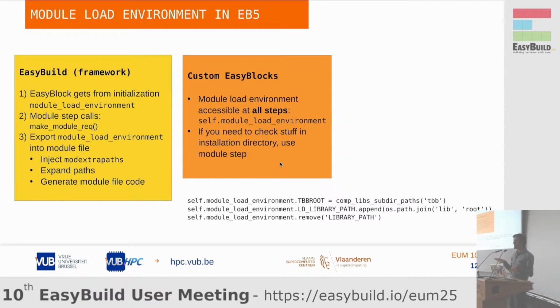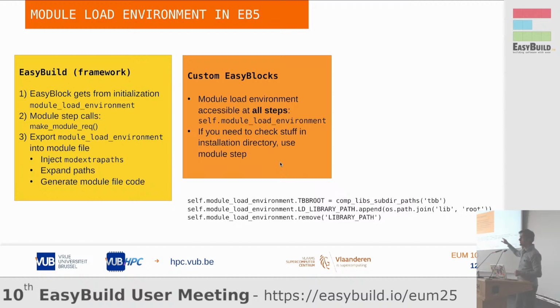So the situation now in EasyBuild 5 is much simpler. We have a framework that will initialize your EasyBlock. For any EasyConfig that you install, EasyBuild will initialize the corresponding EasyBlock, and at the very beginning, we'll get the module load environment. That module load environment will have the default environment definition. By default, we define PATH, LD_LIBRARY_PATH, CPATH as well, and some others like MANPATH, and something about CMake is also defined. So that's the default definition.